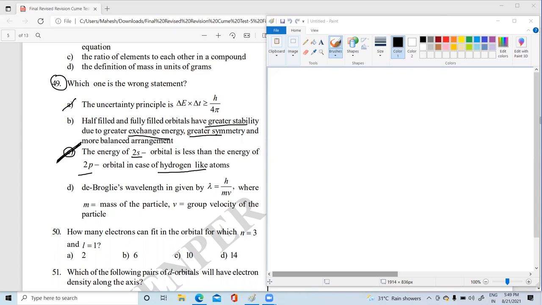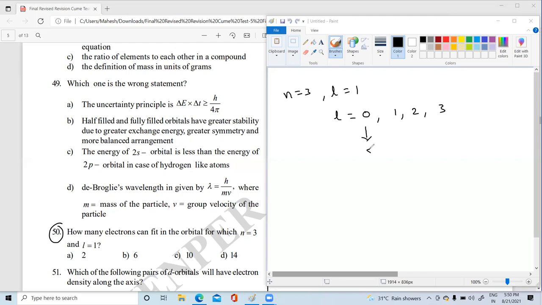Next students, question number 50. How many electrons can fit in the orbital for which n equal to 3 and l is equal to 1? So n is equal to 3, l is equal to 1. The l values are 0, 1, 2, 3, where 0 means s subshell and 1 means p subshell. P will contain how many orbitals? 3 orbitals. Each orbital accommodates 2 electrons. So total there will be 6 electrons here. So the answer should be B, the correct one, students.